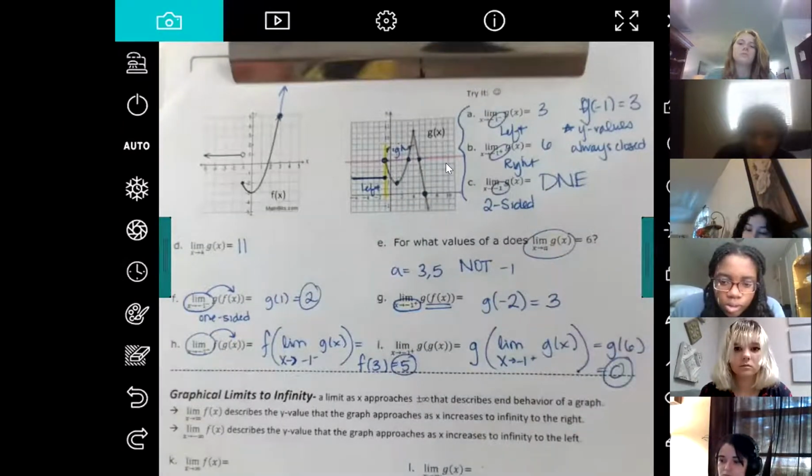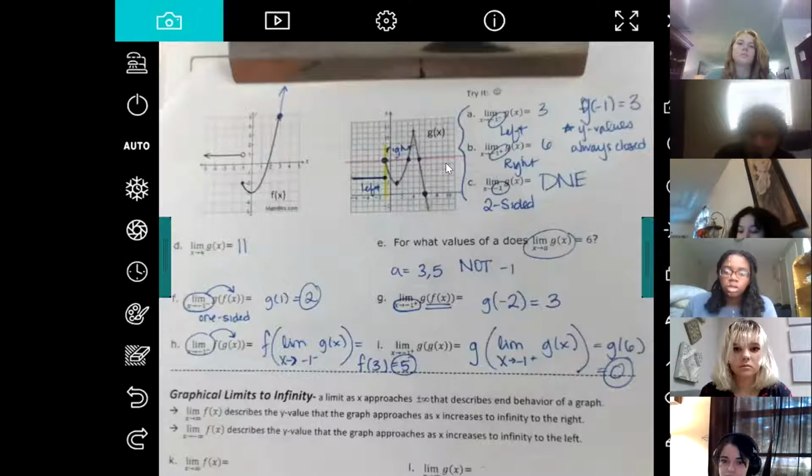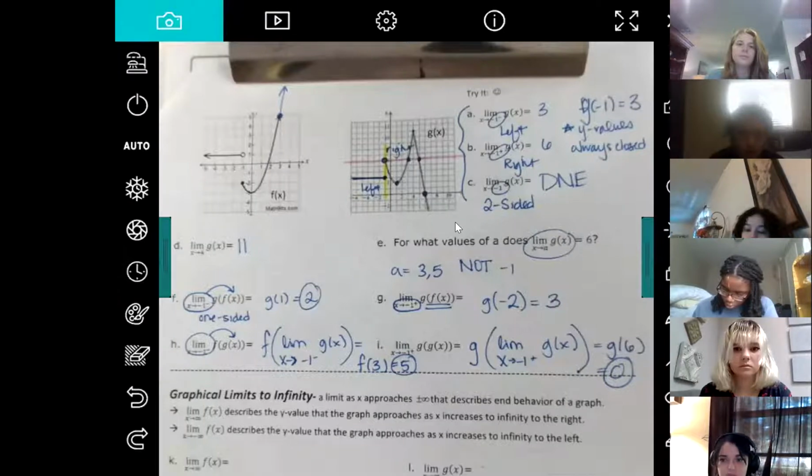Also notice my graph is connected. That has to be true for you to move on to that next step. Okay? All right, good job.